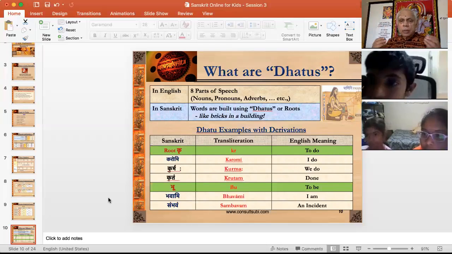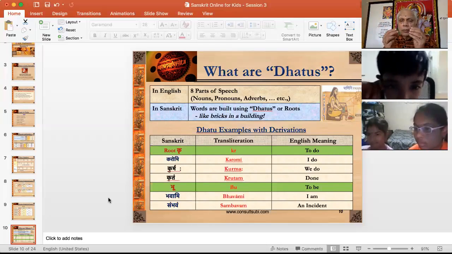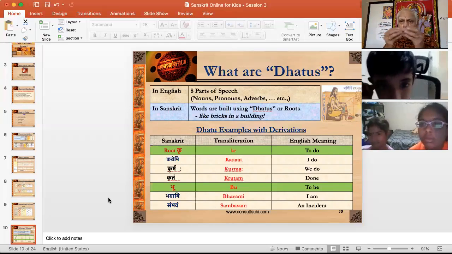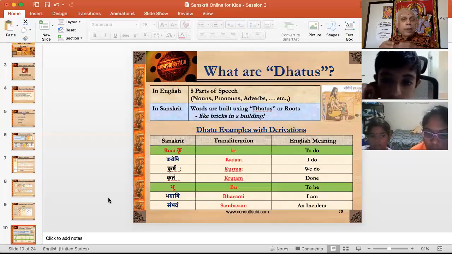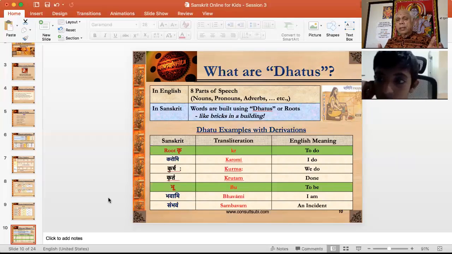Similarly, here, you build up words with small roots or dhatus. You join them together and give them a shape. It becomes a word. It can be a noun or it could be a verb also. I'm going to give you some examples of how these words get built up. For example, you take a root or dhatu called kr. Kr means to do. From kr comes the word karomi. It means I do.